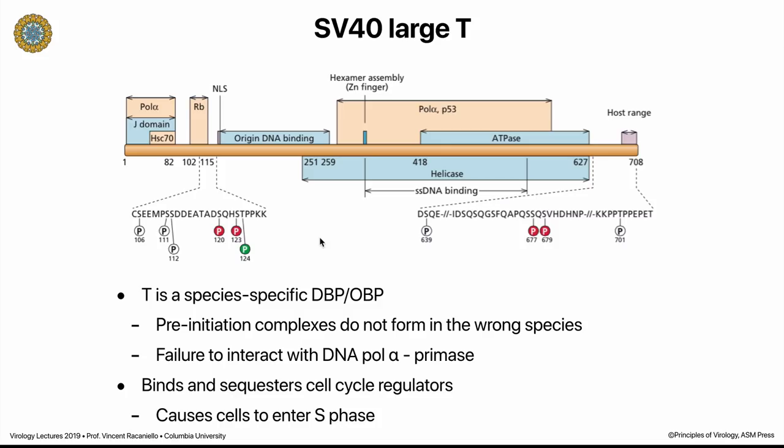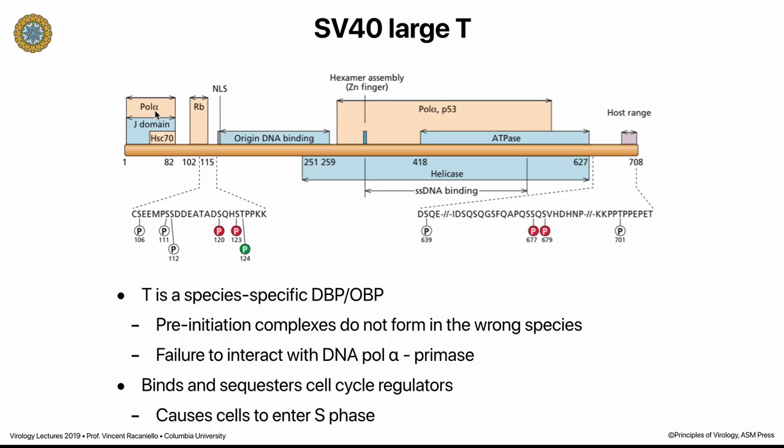In particular, there are some sequences here at the end involved in host range, and at the end terminus, there are sequences that interact with Pol alpha, and that in particular is going to be different in different species. So the SV40 large T will interact with Pol alpha from a monkey cell, but not from a mouse cell. There are some other sequences here that are quite interesting.